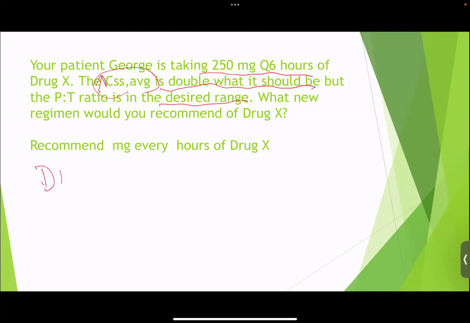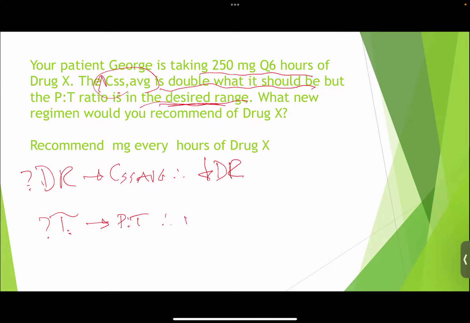Well, let's look at both dose rate and dose interval. How do we decide if we want to change dose rate? We look at CSS average. Well, our CSS average, again, is too high. So what are we going to do? We're going to decrease the dose rate, right? How do we decide if we want to change our dose interval? We look at peak to trough ratio. Our peak to trough ratio is in the desired range. So therefore, we're going to have no change in tau.